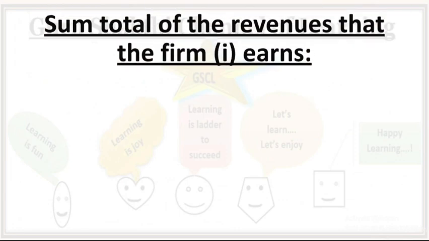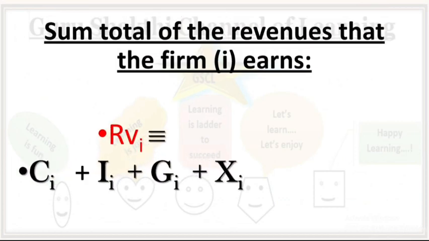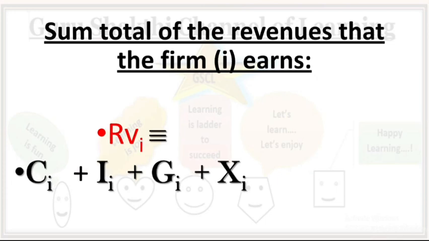Sum total of the revenues that the firm I earns can be represented as follows. Revenue of firm I is identical to the sum total of revenues earned in the form of consumption, investment, government expenditure, and export revenue. RVI is identical to CI plus II plus GI plus XI.